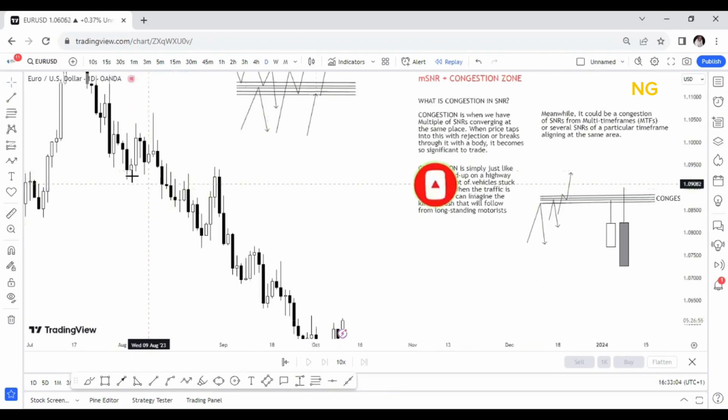So, for example, we have here, let's cut this place out.